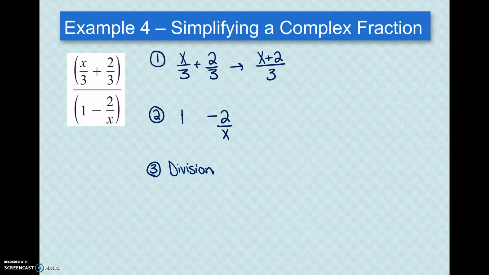Next, we need to figure out the denominator. 1 minus 2 over x. 2 over x is a fraction with a denominator of x. This first one does not have a denominator of x, so we need to multiply the top and the bottom by x. Now, the denominators are both x, so we can do the subtraction on the top. 1x minus 2 is simply x minus 2.